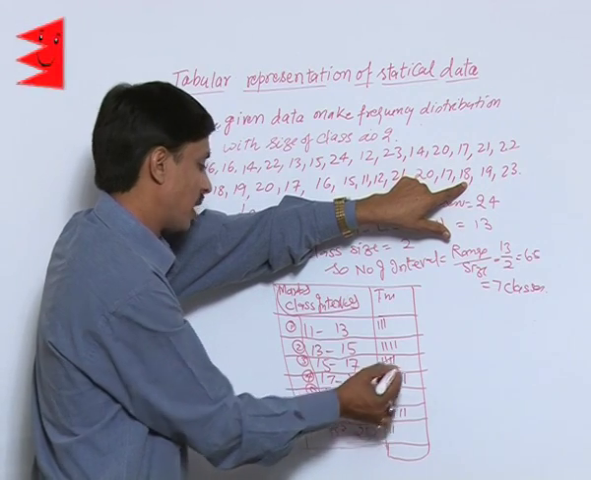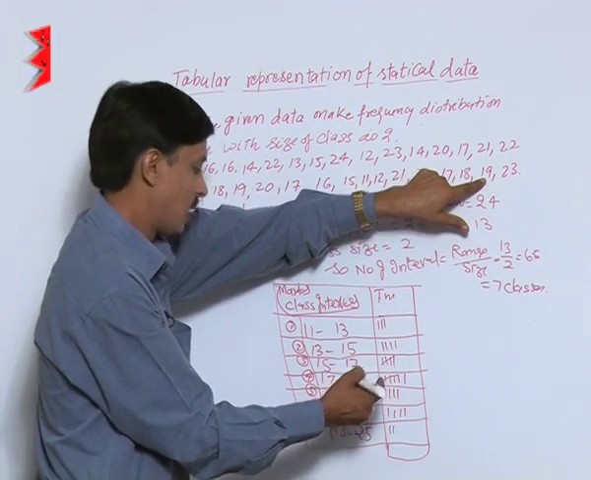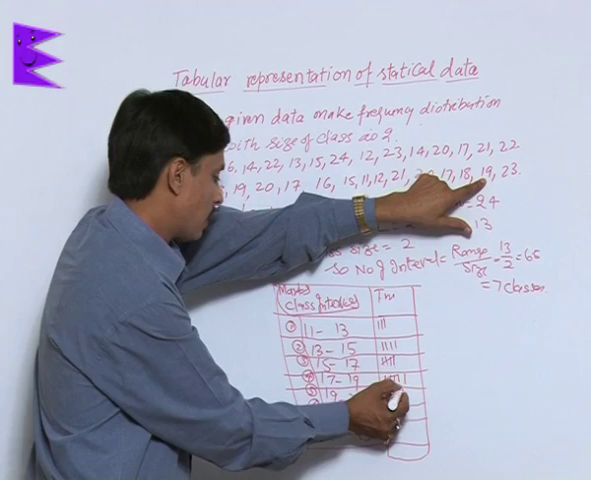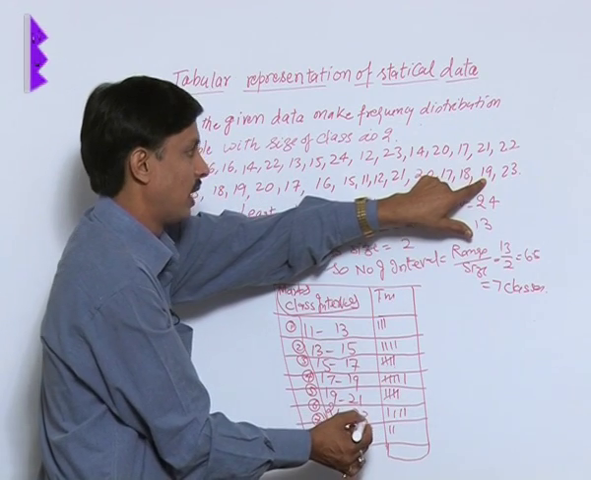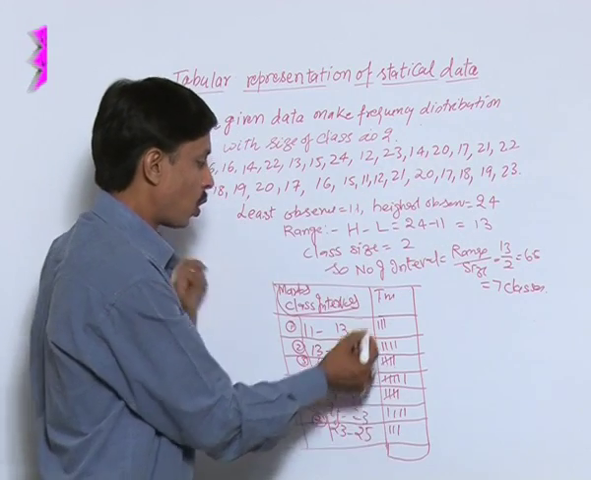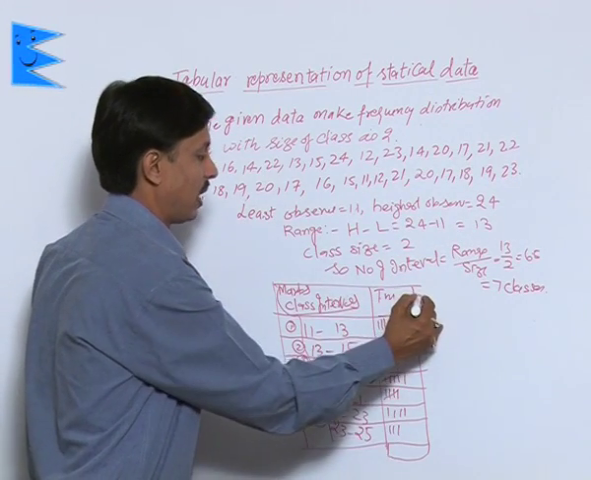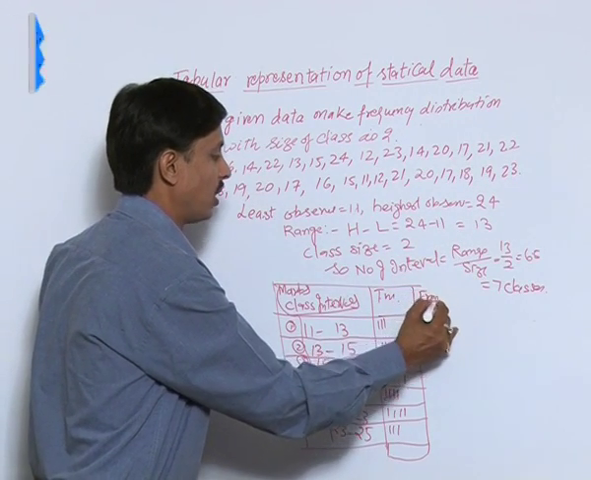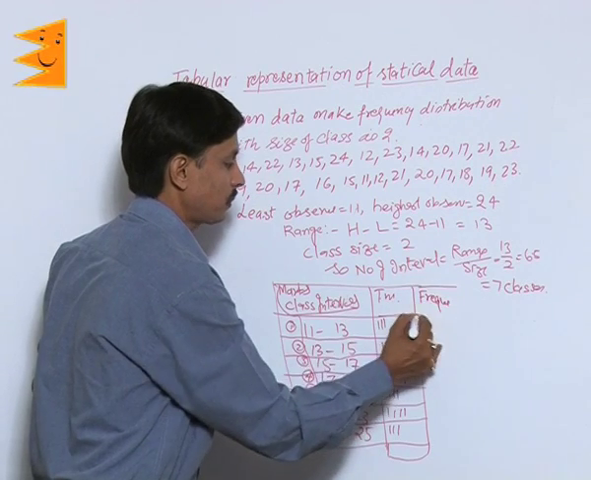18 also comes here, so the next group starts. 19 comes in this group, so we will make a bundle. Then 23, the last, comes here. So these are the tally marks, and now I will go to write the frequency here.